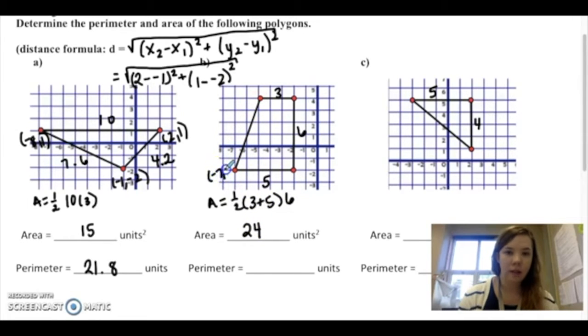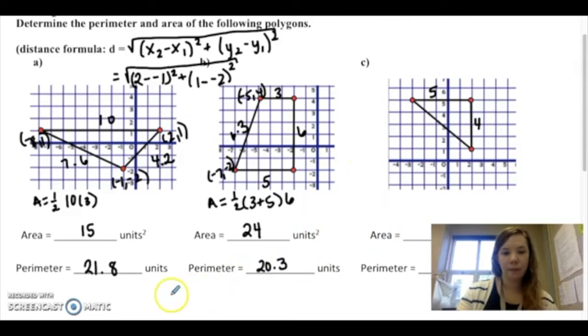So this is -7, -2. And this one is -5, 4. So I'd use my distance formula. So if I subtract my x's, -5 minus -7 is only 2. So I'd have 2 squared. And then 4 minus -2 is 6, so plus 6 squared. So the square root of 40 is 6.3. So then if you add these all together, you'd have 20.3 units.